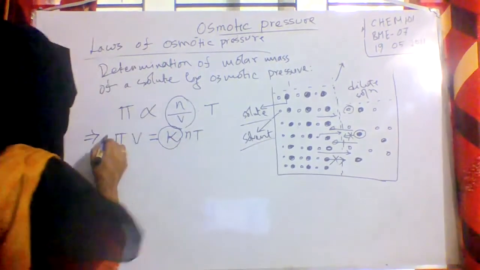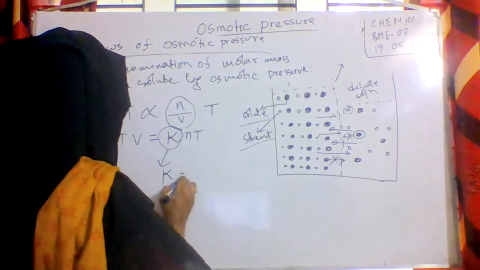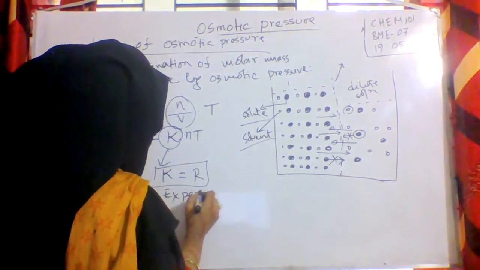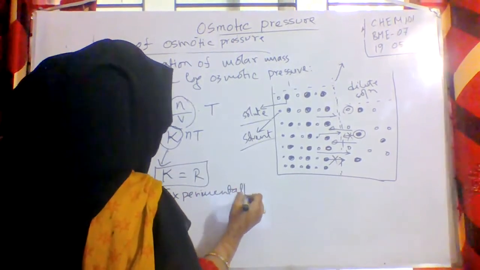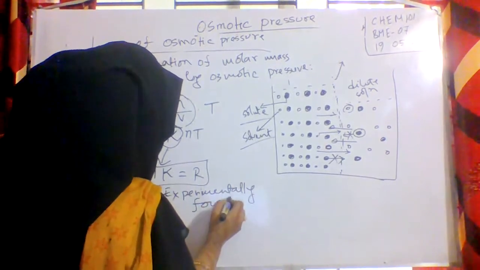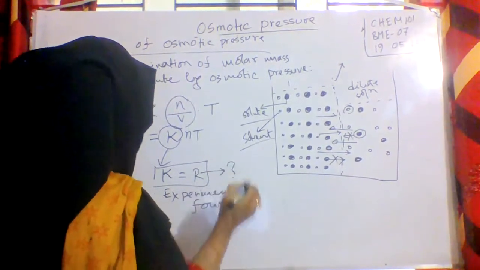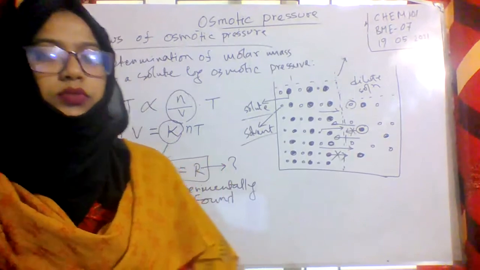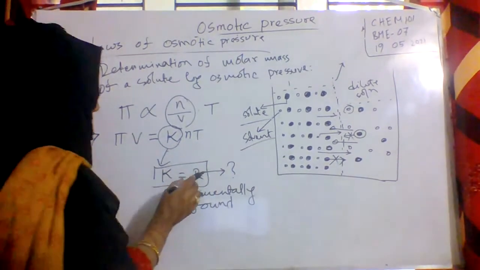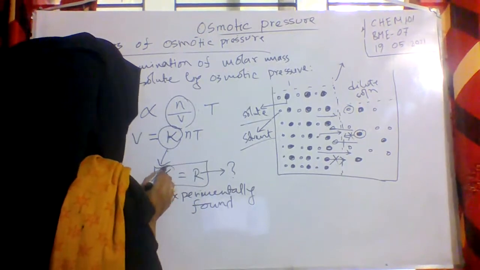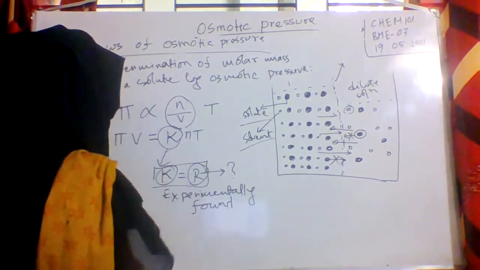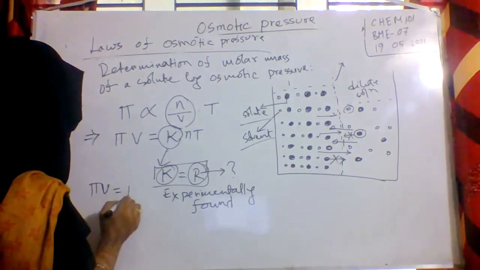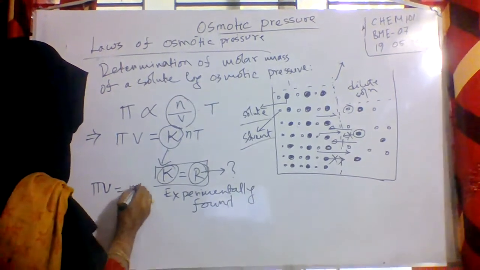So this is the equation, and this K is equal to R, experimentally found. What is R? The universal gas constant. Very good. So experimentally it is found that the value of K is equal to the value of R. That's why we can replace it: pi V equals nRT.